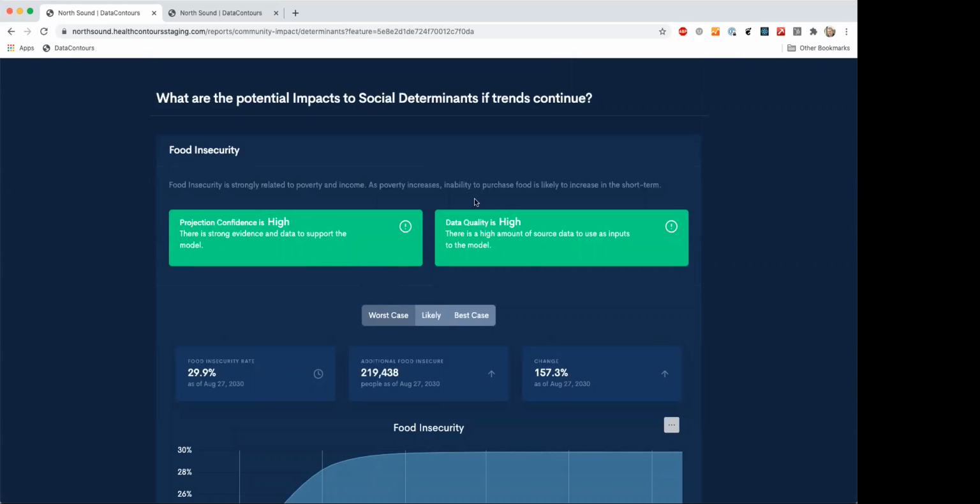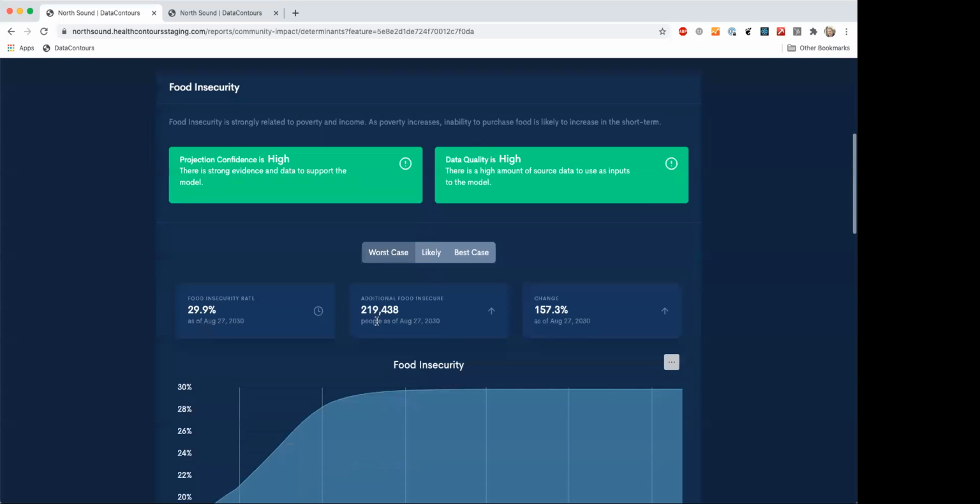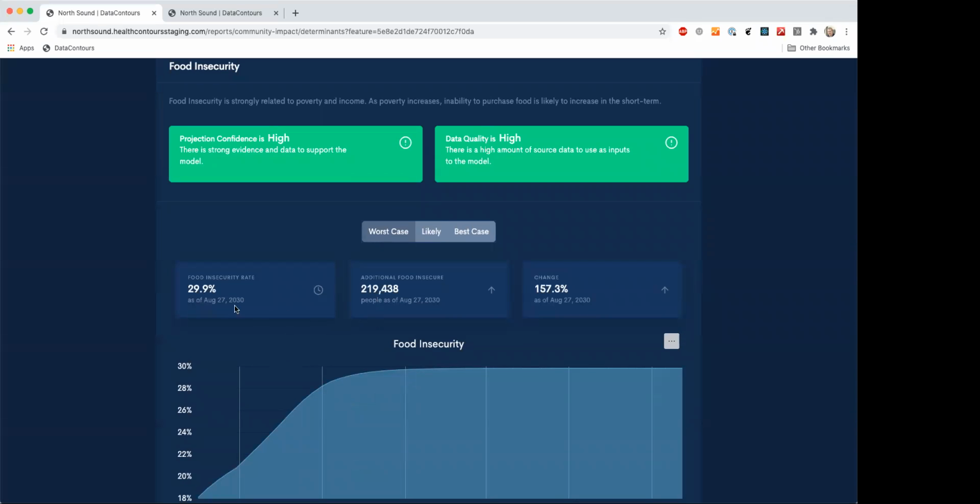Projection confidence is high, and data quality is high on all of these. There's really good data at the tract level across the region. And so we would expect, as of today or in 12 months, under the worst case scenario, about 30% of the population in the North Sound to be food insecure. That would be about 220,000 people, which is about a 150% increase over current levels.